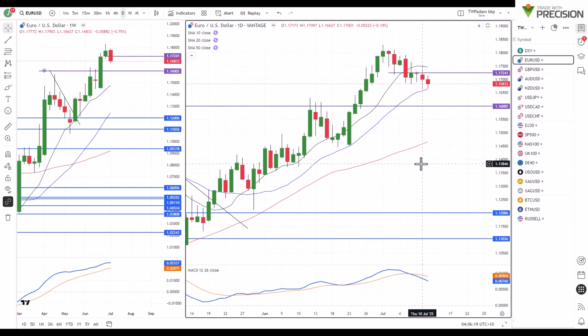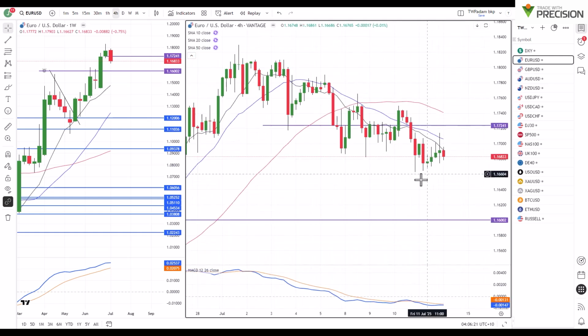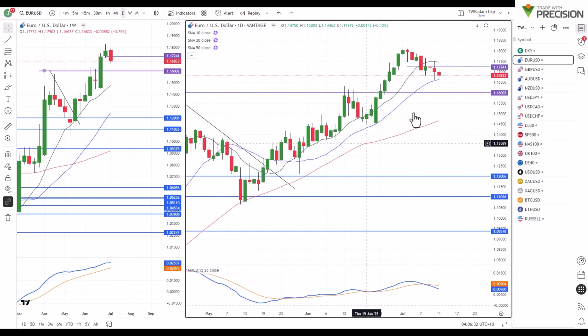So on the lower time frames, what I'll also be keeping an eye on is a bit of bullish divergence creeping in here, starting to see the euro dollar go sideways, and then ultimately start to change its trend by breaking to the upside. So that is on my trading plan for the euro dollar this week.